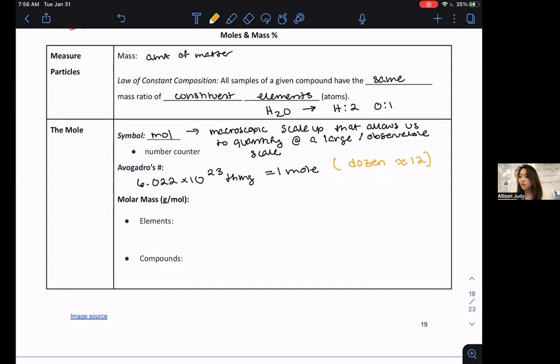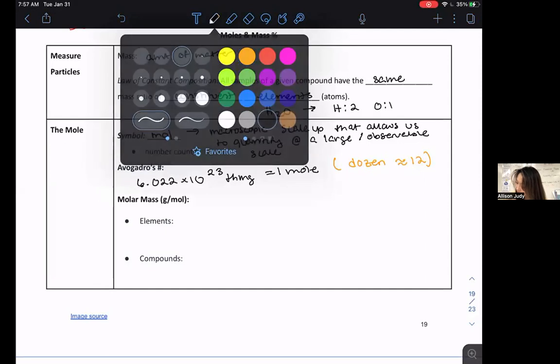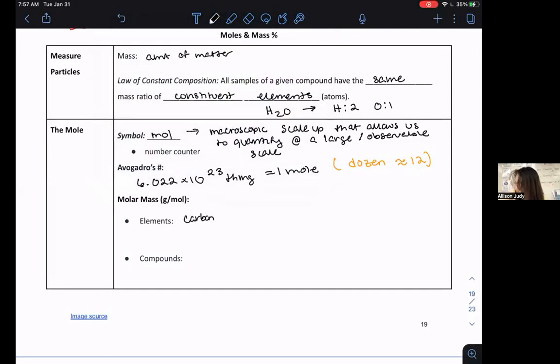So what we say is, if I were to take 6.022 times 10 to the 23rd atoms of an element, such as carbon. If I were to take one carbon atom, I would have an average atomic mass of 12 AMU for one atom, one elemental atom.